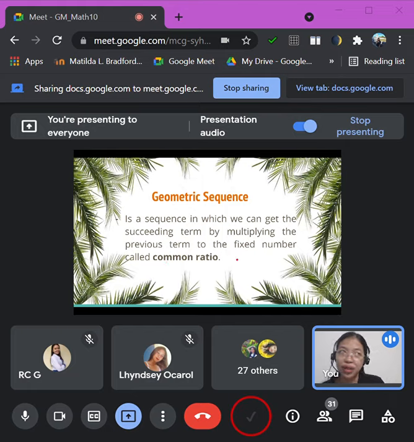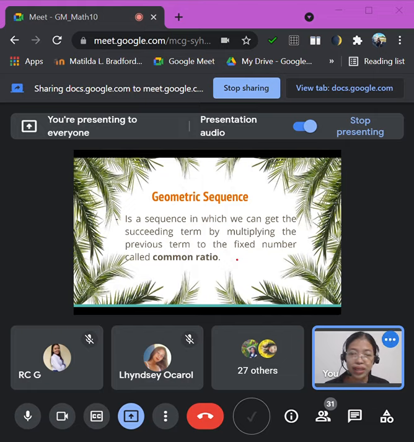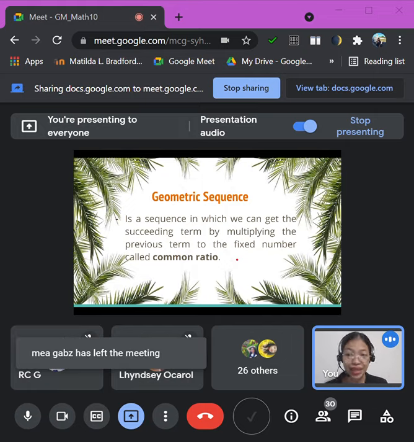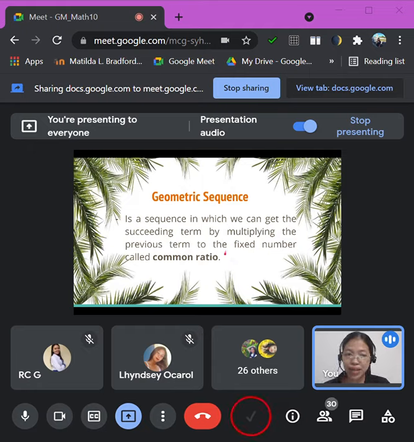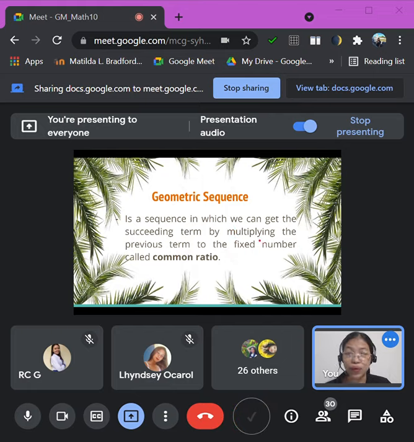So if the time that you had your arithmetic sequence, we have the common difference, right? So we're using their common difference. But in this time, ang gitawag na nato niya is common ratio for geometric sequence. And their difference there is nagmultiply lang ta sa ato ang geometric sequence, while sa atong arithmetic is nag-add ta.